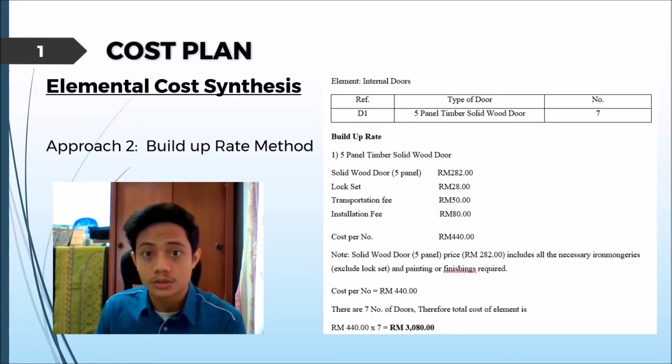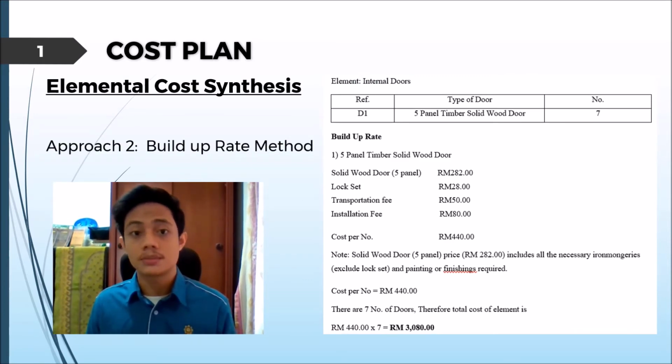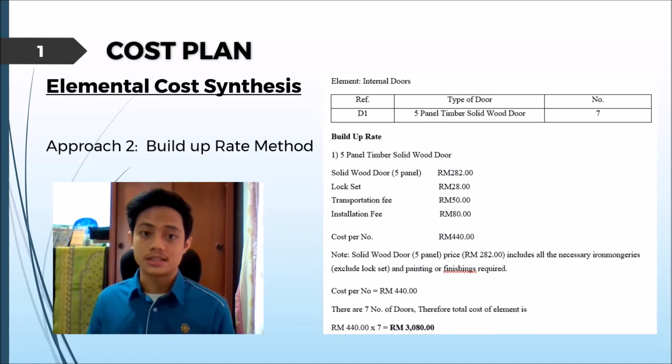The second approach is using the build-up rate method. This method is used when there are no similar items or elements that can be found in previous project ECAs, because it does not need to refer to any existing project's ECA. Instead, the data such as the cost of the items must be researched on our own.